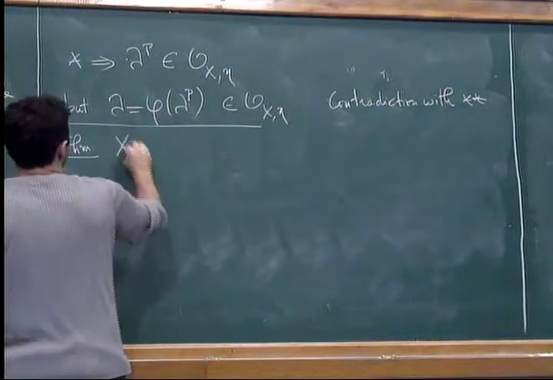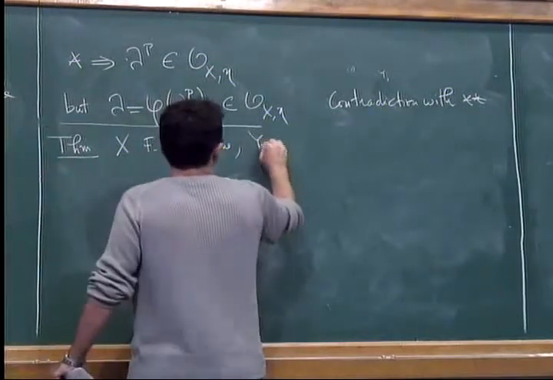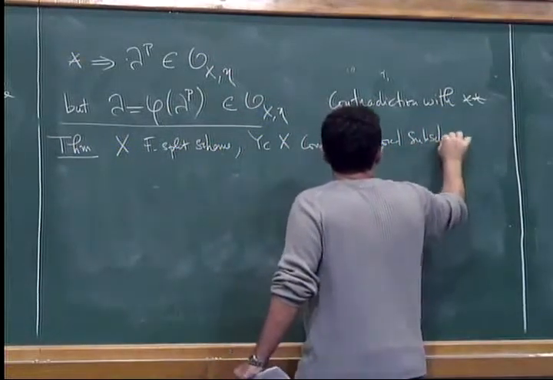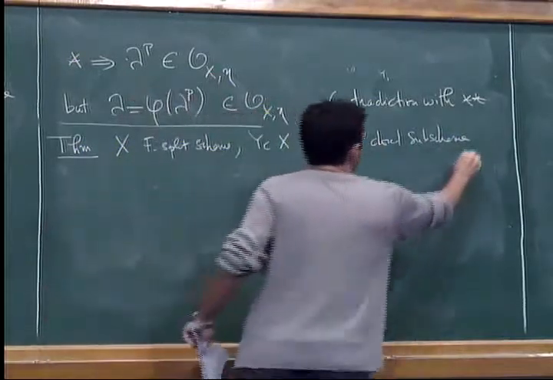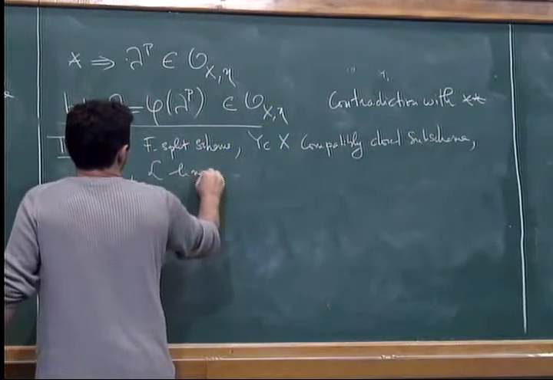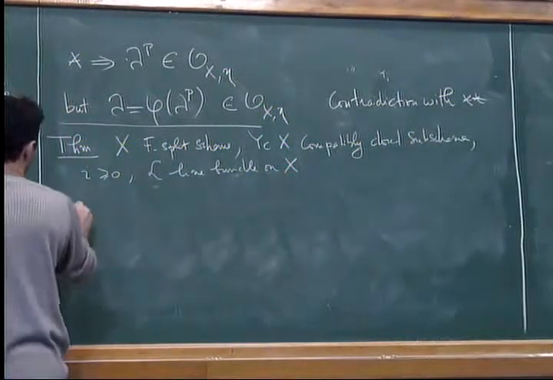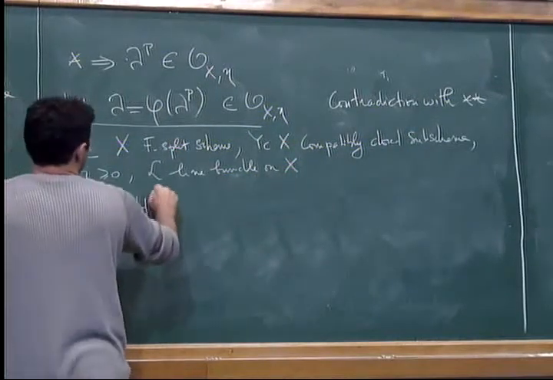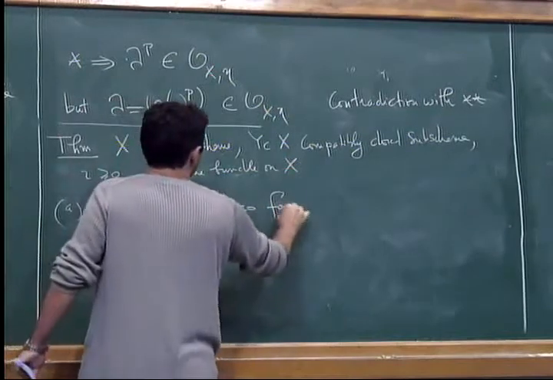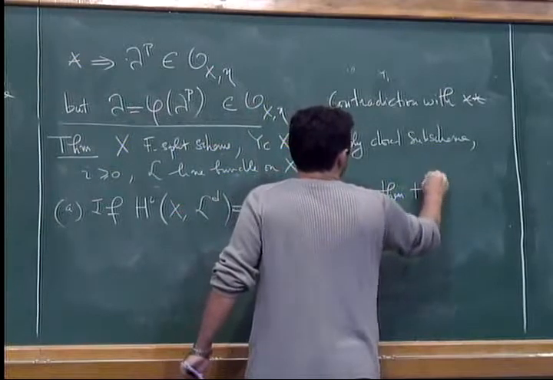Theorem. X again is an F-split scheme, Y in X a compatibly split closed subscheme, I a non-negative integer, and L a line bundle on X. So first, if L to the power D has no cohomology in degree I, so if H^I of X, L to the power D is 0 for all D big enough, then this is true for all D.